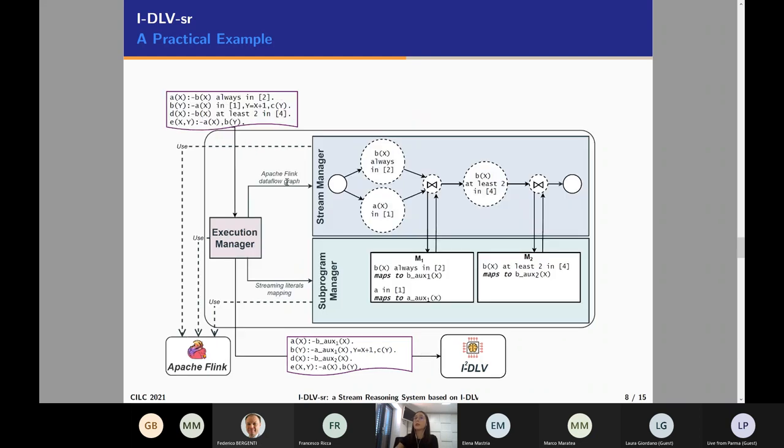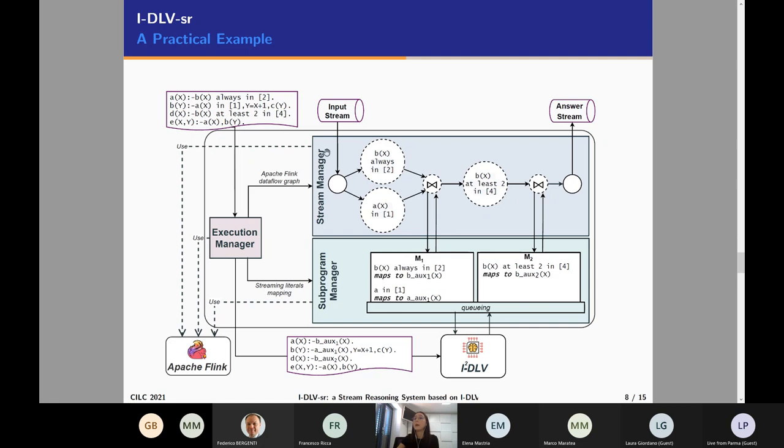On the basis of such division, the execution manager creates the Apache Flink data flow that schedules the operations that must be performed to evaluate each subprogram of the input program. Then it sends the Apache Flink data flow to the stream manager, the streaming literals mapping to the subprogram manager, and the standard ASP program to I2DLV. At this point, our system can consume an input stream and produce the output.